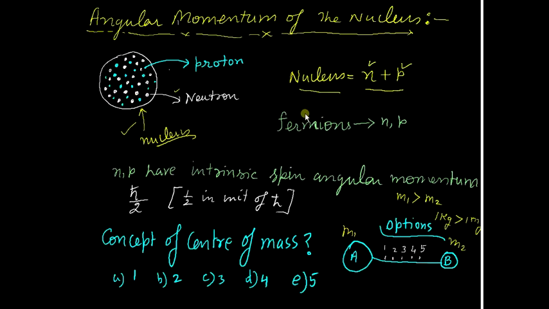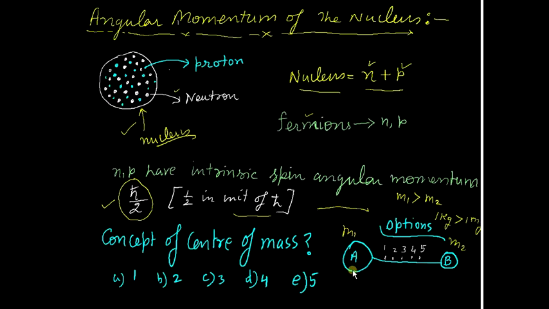As you know, neutrons and protons are fermions, so they have intrinsic spin angular momentum 1/2 in units of h cross, right? So in general we write the intrinsic spin angular momentum of the proton and neutron as h cross by 2. There is a small concept of the center of mass.